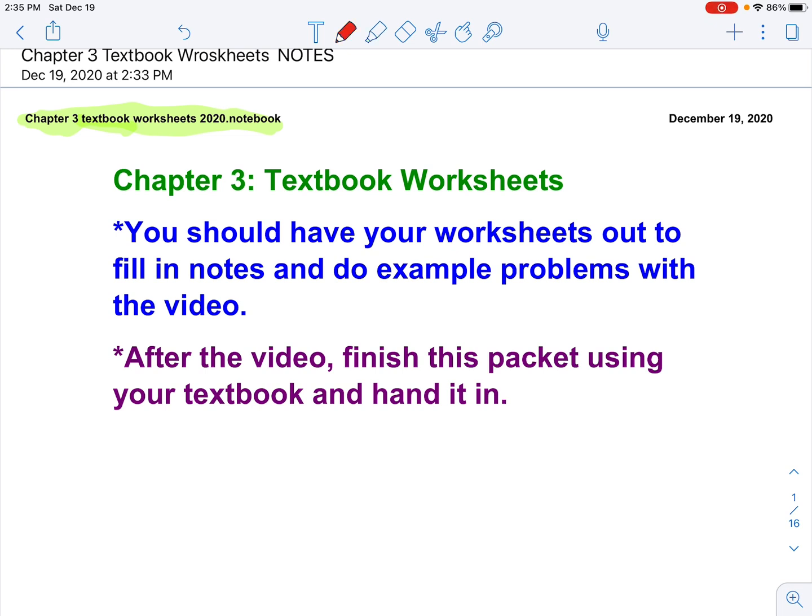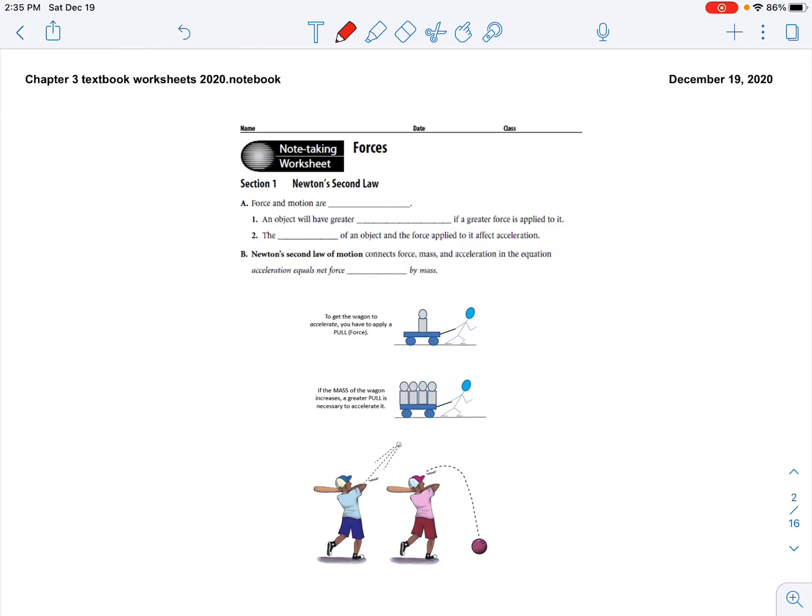In Schoology, you have a file called Chapter 3 Textbook Worksheets. Please put that into Notability so you can fill in the answers together with me. I will give you some examples in the video, and after the video, you'll be able to solve the rest of them and hand the packet in.